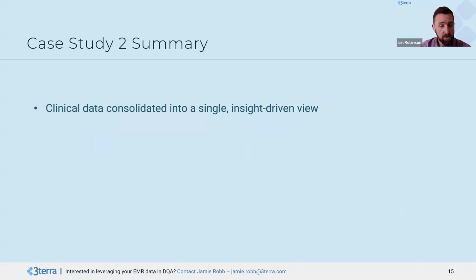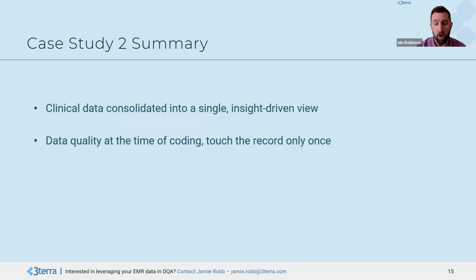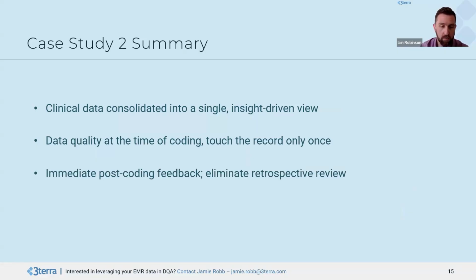So to summarize our second case study, you get a consolidated view of data, helping to identify critical pieces of information that are important to capture on the coded record. We're moving data quality to the time of coding to have that capability and touch the record only once. And you can get immediate feedback after you've coded a record or made a correction, reducing the downstream review that has to happen.